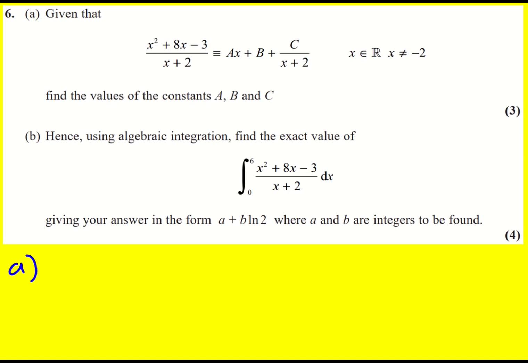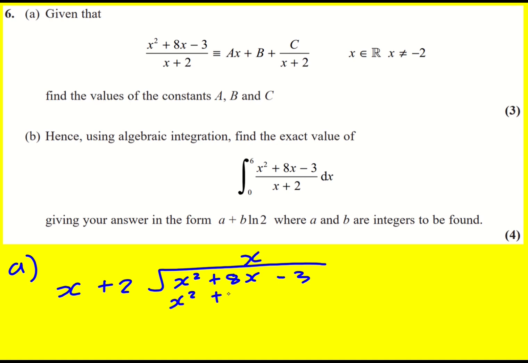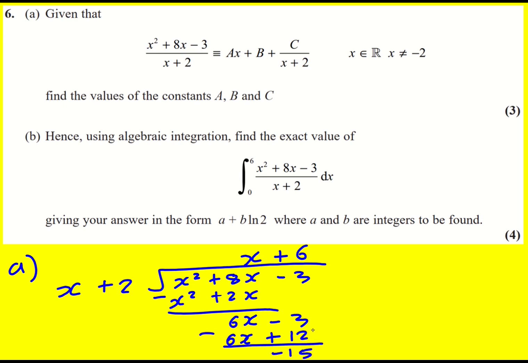The quickest way to deal with this question is to do some algebraic division. x plus 2 into x squared plus 8x minus 3. So x squared divided by x gives me x, multiply back through, minus, 6x minus 3. x into 6x goes 6, multiply back through, minus gives me minus 15.